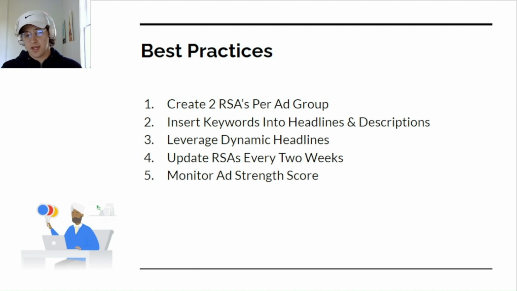Number 4, update your RSAs every 2 weeks. If you have one RSA that's just really performing well, let that one run, but often there'll be one that gets fatigued or doesn't perform the way that you want. And then that 5th piece is going to be monitor your ad strength score. So in Google Ads, one of the columns in your RSAs and in your ad section is going to be ad strength. So monitor that score. I have seen sometimes it's strong and then it decreases because you pause a keyword or add a few keywords, right? So make sure you're always monitoring that week to week.